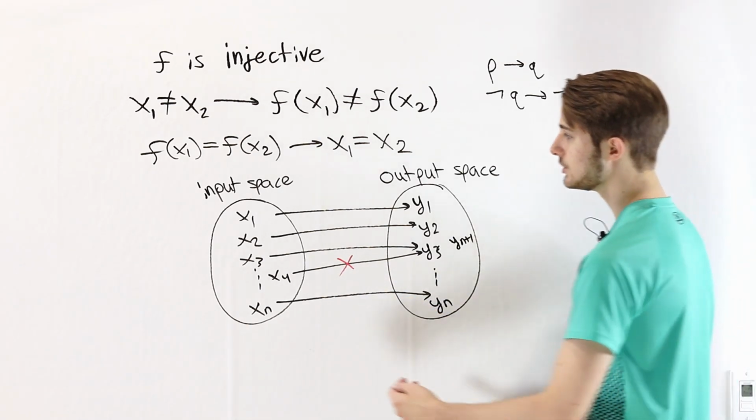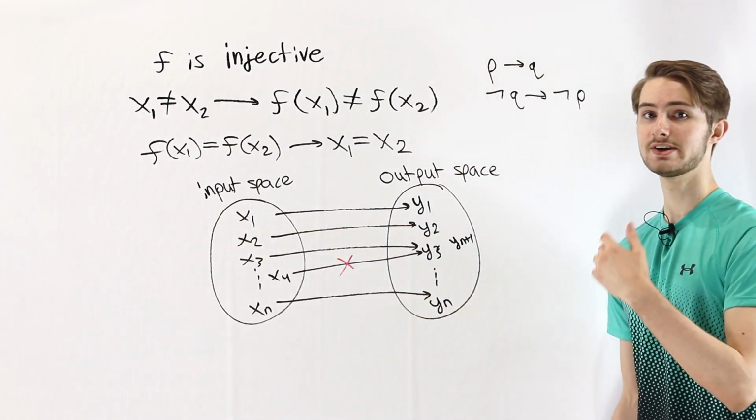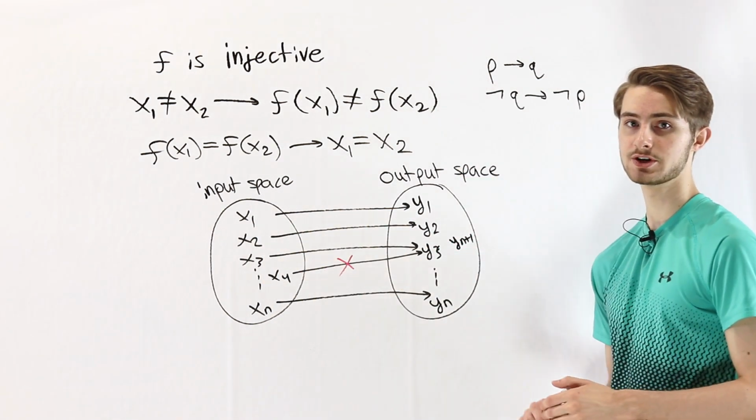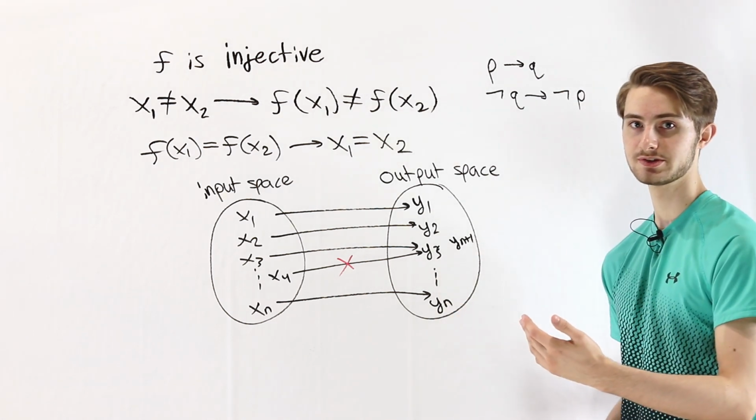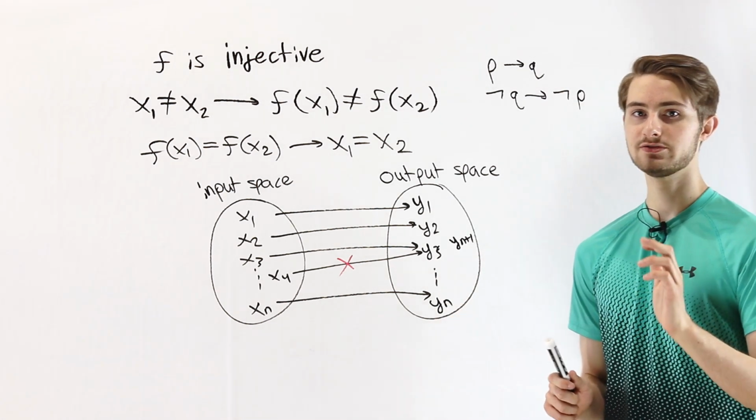That means that if we look at a set of n different inputs into an injective function, they must be mapped to n different outputs. So that is how injective functions work.